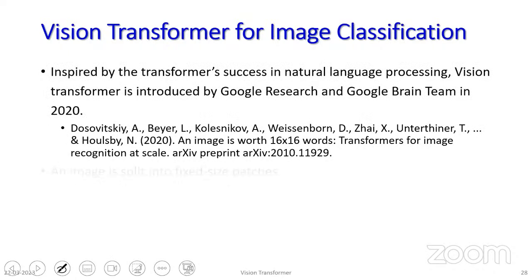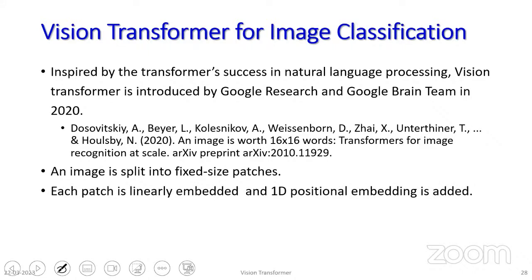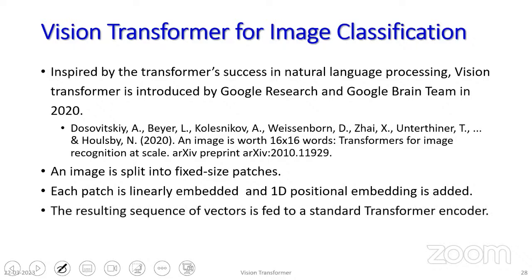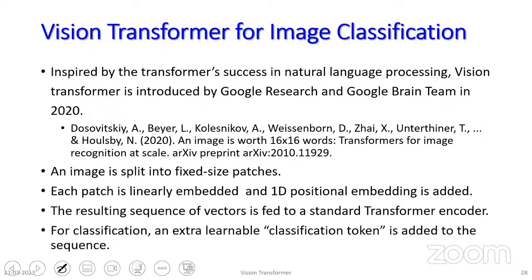Basically, this is purely inspired by the transformer's success in natural language processing. In vision transformer, an image is split into fixed-size patches, and each patch is then linearly embedded, and a one-dimensional positional embedding is added. The resulting sequence of vectors is fed to the standard transformer encoder. For classification, an extra learnable classification token is added to the sequence.